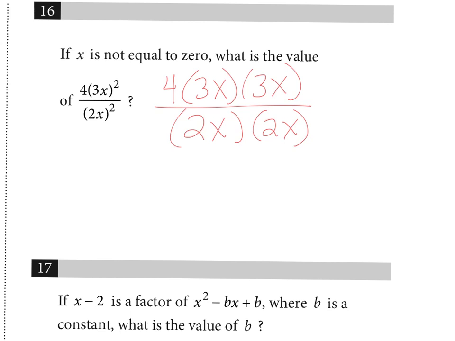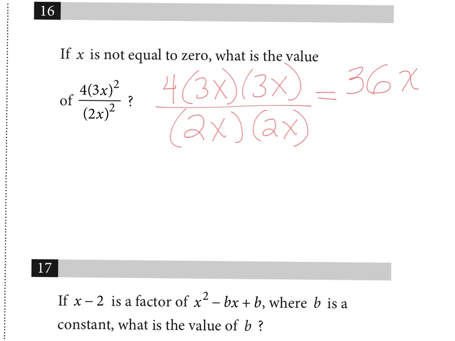Now we just need to multiply. 4 times 3 is 12, times 3 is 36, right? 3 times 3 is 9, times 4 is 36. Now what about the x's? x times x, x squared. So it's 36 x squared.